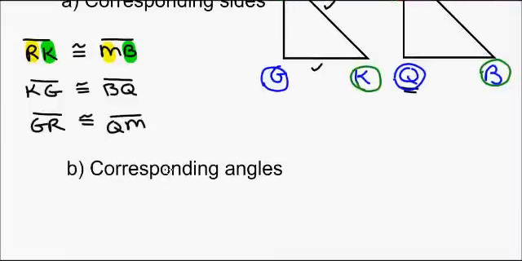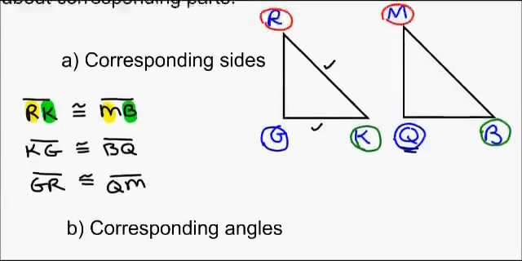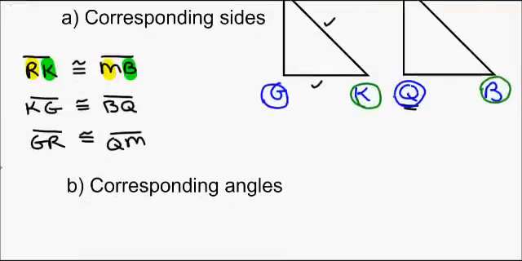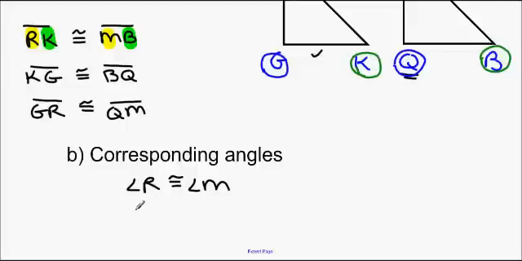Okay. Corresponding angles. So I'm going to use just one letter to name each angle here. I can do that because there's only one angle at each letter. I'm going to start off with R and M. You see I've already circled them in the same color. I know that those angles go together. So angle R is congruent to angle M. G and Q are also circled in the same color. They are in the same position for that triangle. Angle G is congruent to angle Q. Last, I have angle K, which is congruent to angle B. So again, same position, circled them in the same color. They are corresponding angles and they are congruent.